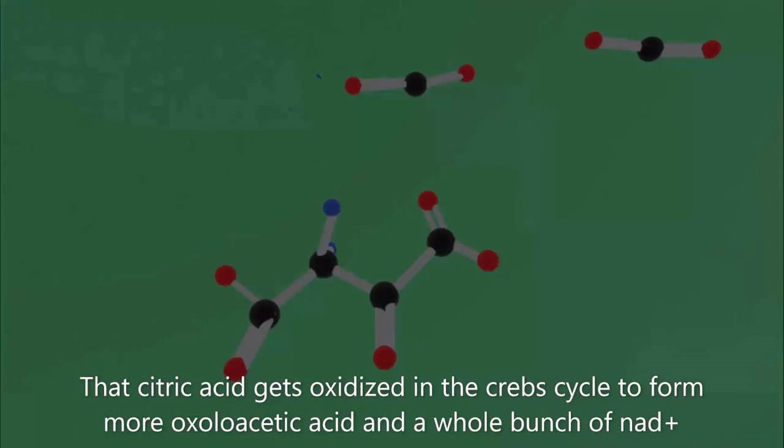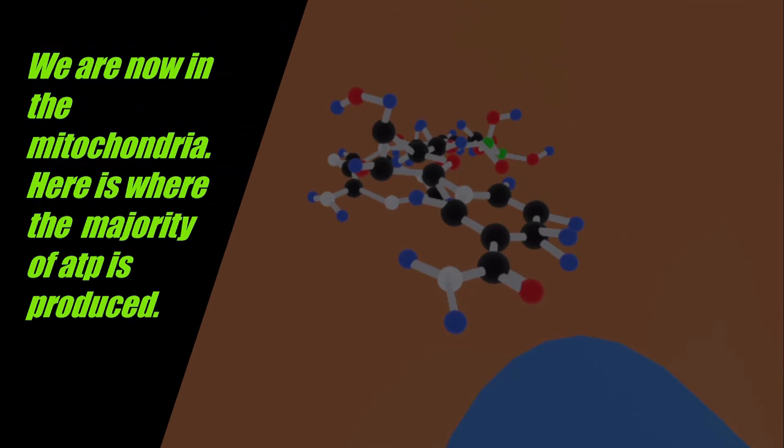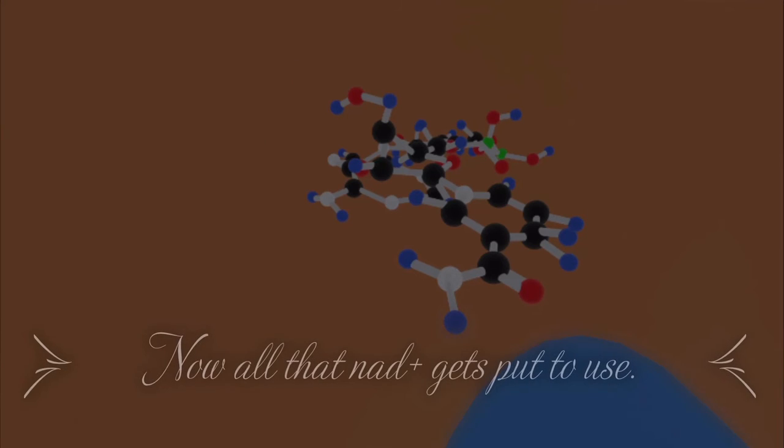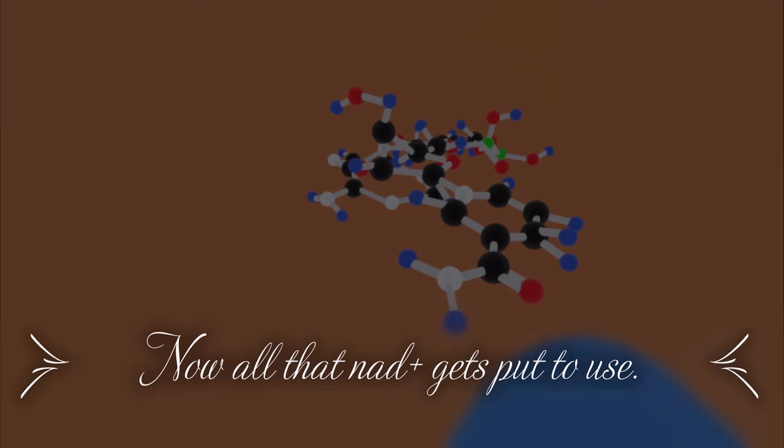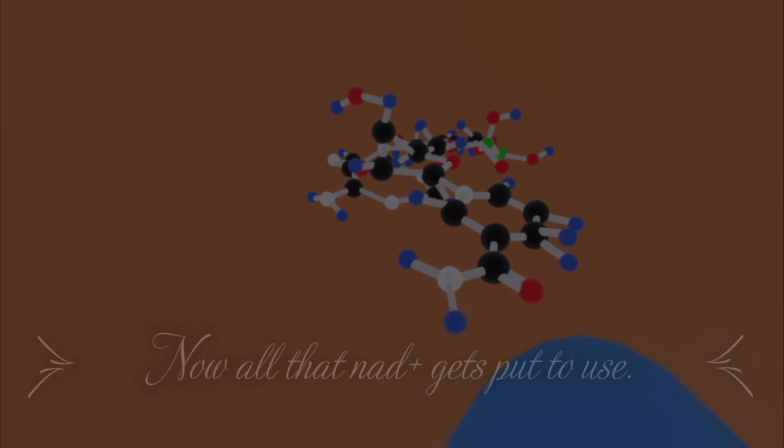The citric acid gets oxidized in the Krebs cycle to form more oxaloacetic acid and a whole bunch of NAD+, represented by the hydrogen molecule suddenly disappearing. We're now in the mitochondria, where the majority of the ATP is produced. All that NAD+ gets put to use now.